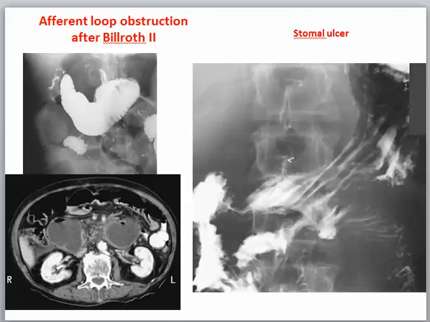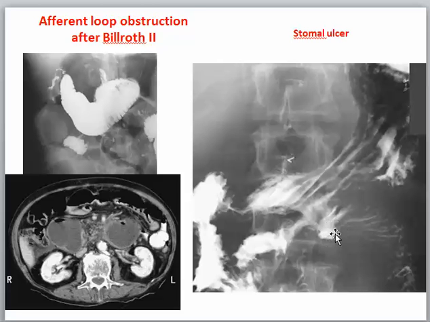Now here we have some changes of the small intestine according to operative interference. The afferent loop obstruction, what is called afferent loop obstruction, usually occurs after gastrojejunal anastomosis. We have an afferent loop and efferent loop, and this afferent could be obstructed at the stoma, afferent loop obstruction.